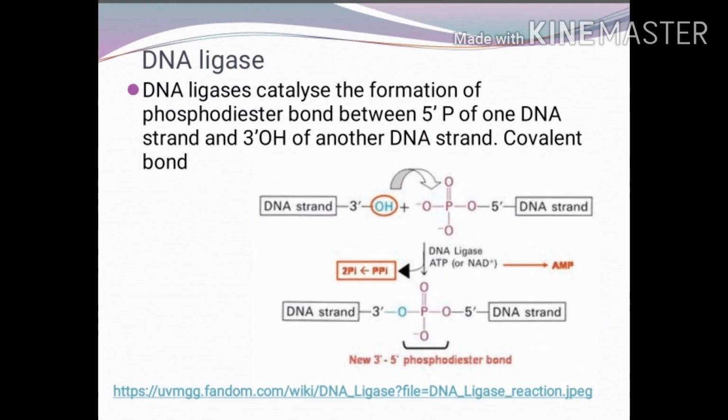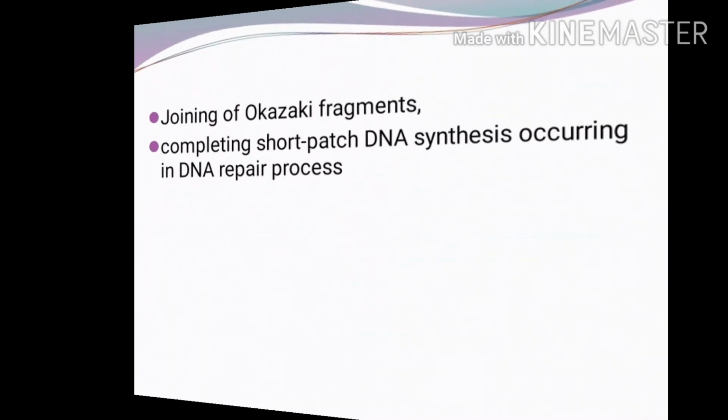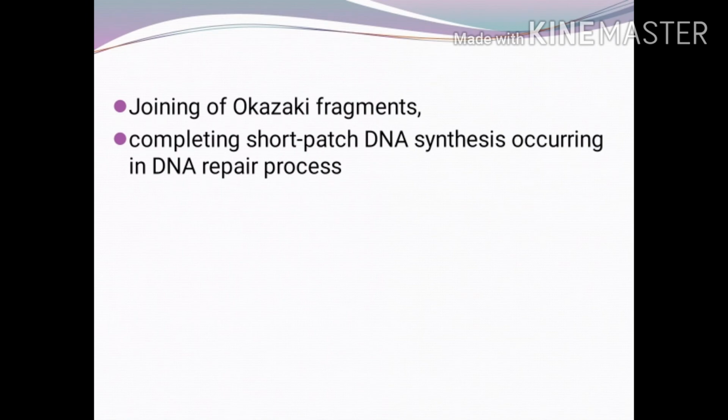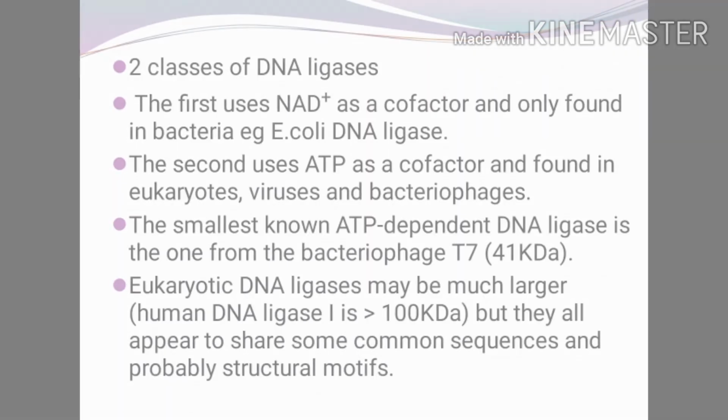DNA ligases catalyze the formation of a strong covalent bond called the phosphodiester bond between the 5' phosphate of one DNA strand and the 3' OH of another DNA strand. They are used for the joining of Okazaki fragments and for completing short patch DNA synthesis occurring in the DNA repair process.